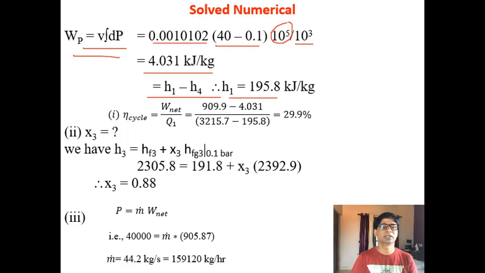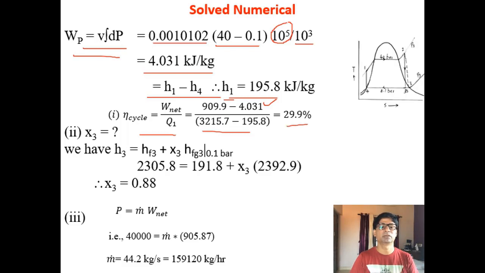Then find out the cycle efficiency, W net by Q1. So W net is nothing but turbine work minus pump work here. Q1 heat addition is nothing but H2 minus H1. Okay, so you'll get the turbine cycle efficiency as 29.9%.